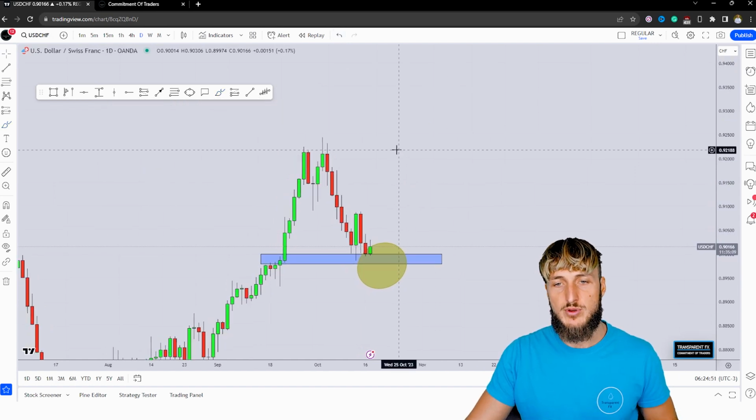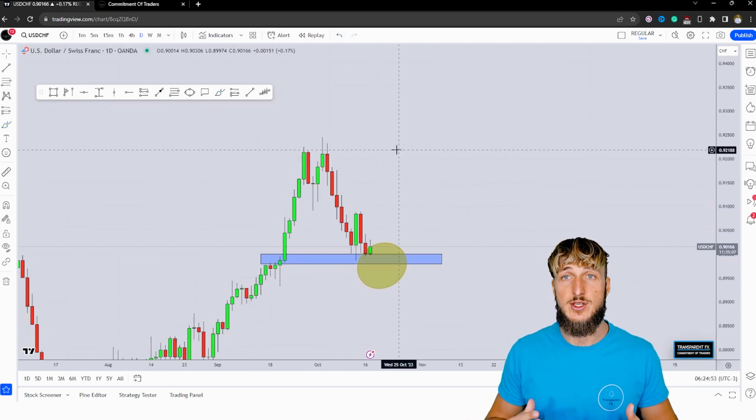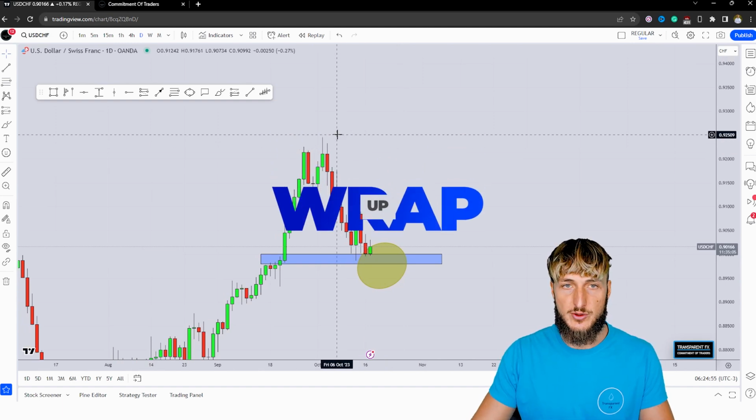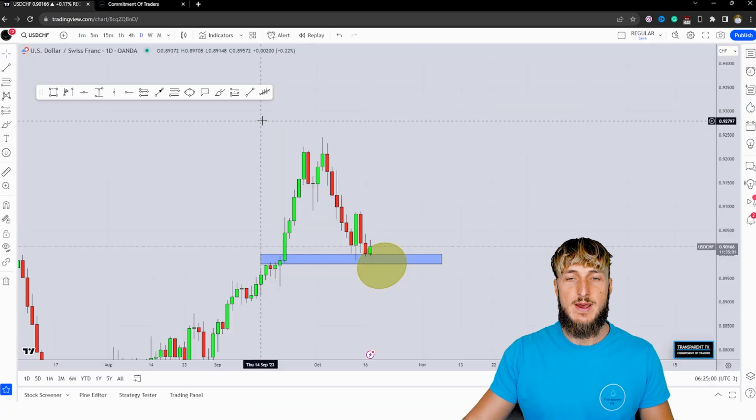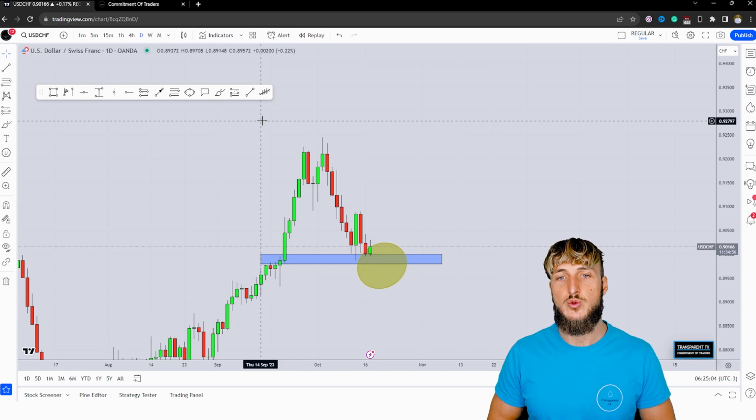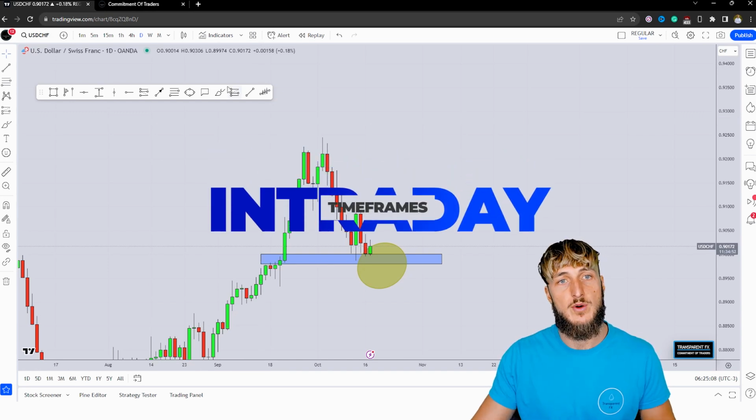So how we could be approaching this potential move higher? Now, as usual, trading is reactive and not predictive. The monthly, weekly, and daily combined with the COT data, those are the best time frames from a directional perspective. However, when it comes to confirmations and entries, the best time frames are the intraday time frames, so 4 hour and lower.